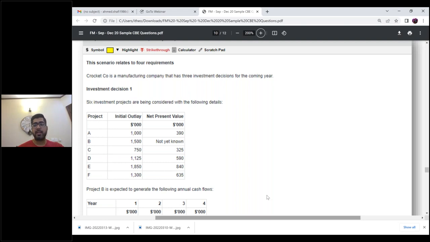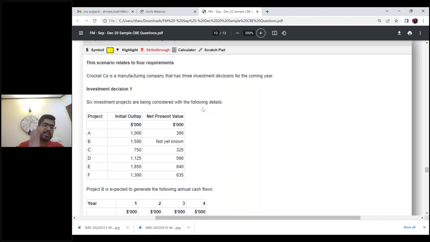Six investment projects are being considered with the following details. The six projects are A, B, C, D, E, F. Project A requires an initial outlay of 1 million and the NPV is 390,000. Project B requires an initial outlay of 1.5 million, and its NPV is not yet known.